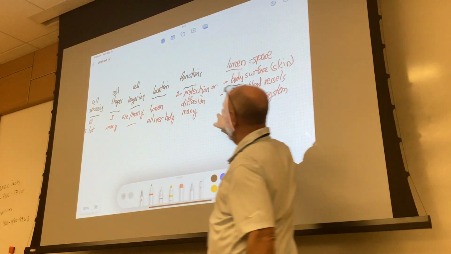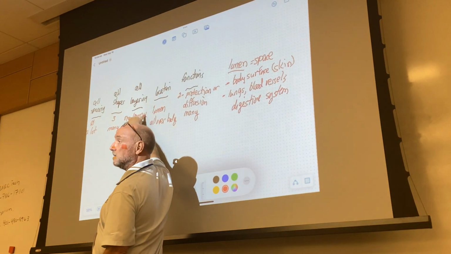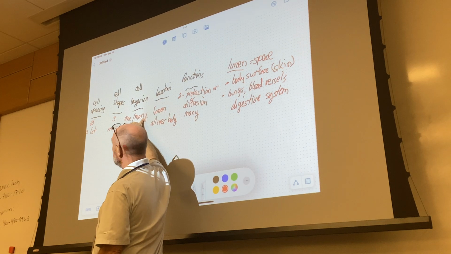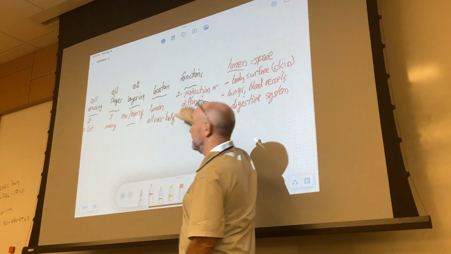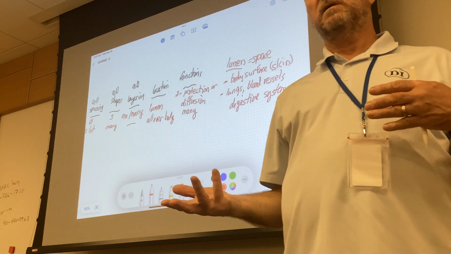Right? So this cell layering here, there's either a single cell or many cell layers. If there's many cell layers, then it's protection. If it's a single cell, then it's diffusion. Okay.